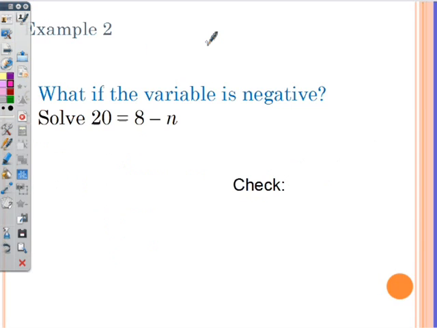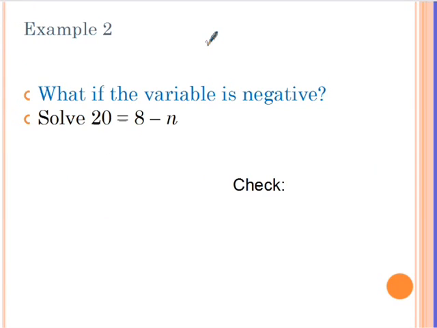Okay. What if the variable's negative? This always trips people up a little bit because we know we want to get rid of that 8, but when we get rid of the 8 by subtracting it from both sides, right, now we have 12 equals, and then we've got this minus n hanging out here. Remember, anytime you have subtraction, always a good idea to add the opposite, zip zap it. And so now you can see that what it's equal to is actually negative n.